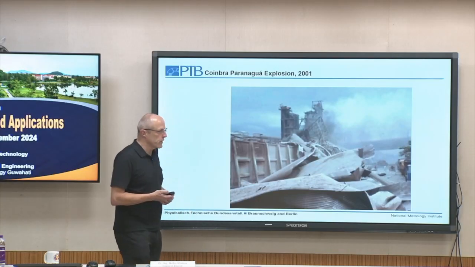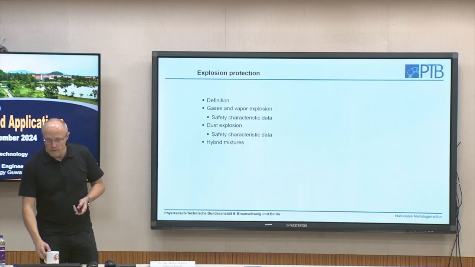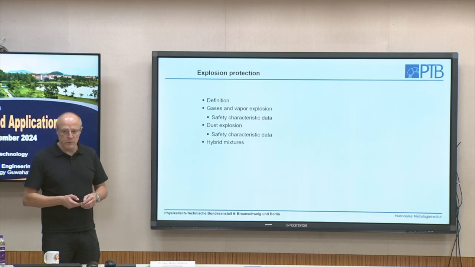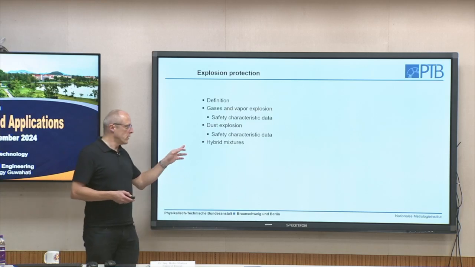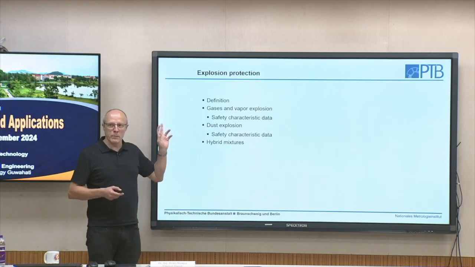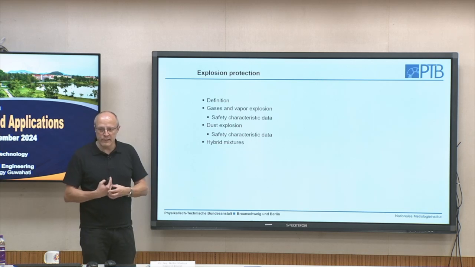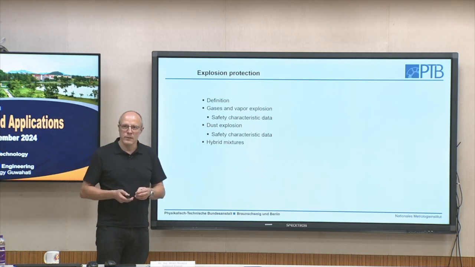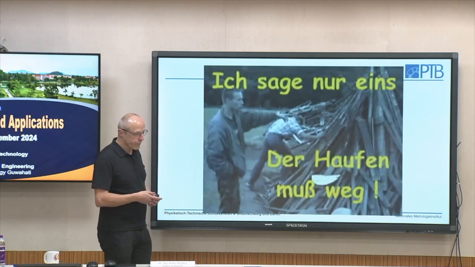So the consequences of such an explosion can be quite drastic. When we deal with explosion protection, we need some definitions. We talk about gases and vapor explosions. We'll talk a little bit about dust explosions. And I just mentioned hybrid mixtures. Hybrid mixtures means in this case mixtures of flammable gases and flammable dusts, where the safety aspects are quite difficult to handle.